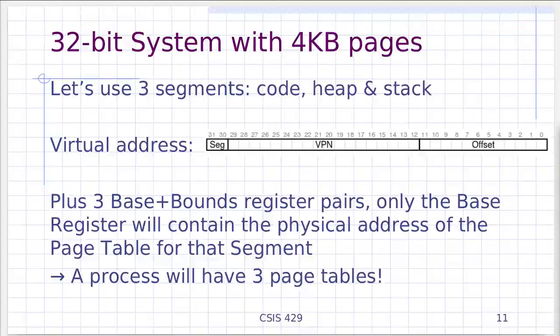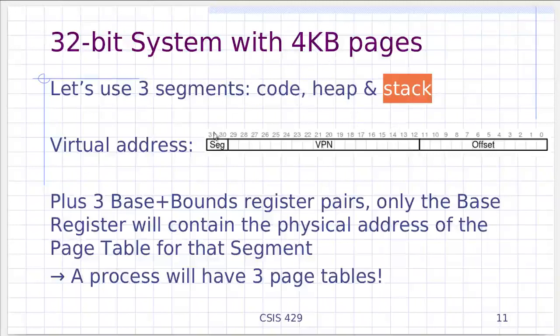Let's go back to the example of our 32-bit system with 4 kilobyte pages. We'll use 3 segments. As before, we'll use a code segment, a heap segment, and a stack segment. So now our virtual address will look like this. It'll have this structure. Since we have 4 kilobyte pages, we'll need 12 bits. 2 to the 12 is 4096.